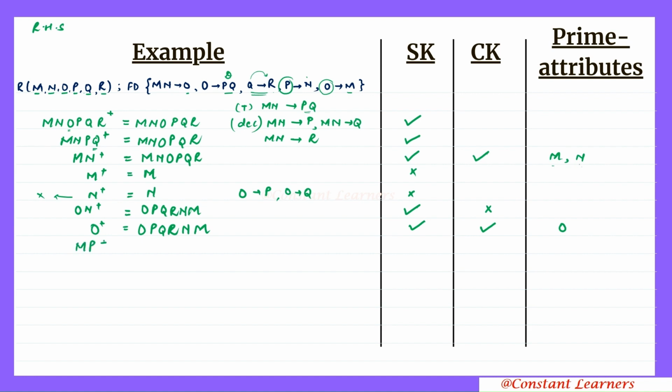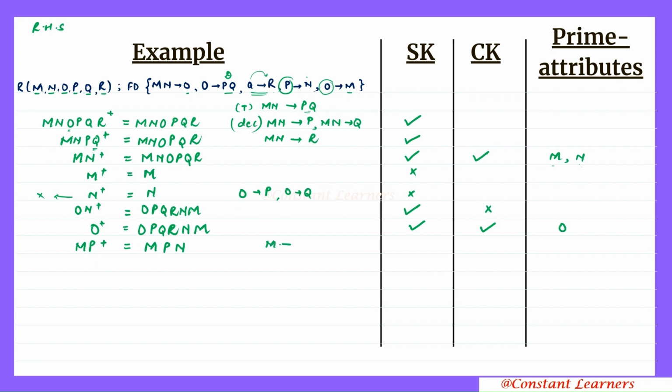Let's take the attribute closure of MP, right? M can only determine itself. M cannot determine anything else, right? M alone cannot determine O. We need N to determine O. But P can determine itself and P can determine N, right? But there's nothing else that MP together can determine, right?